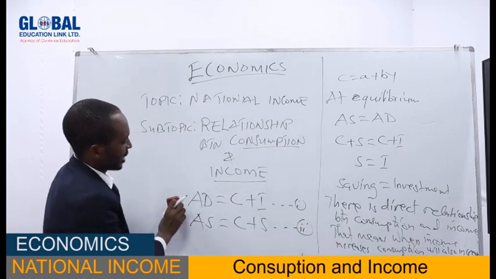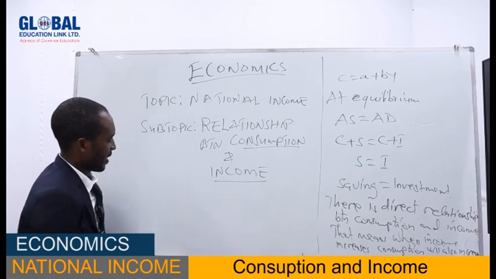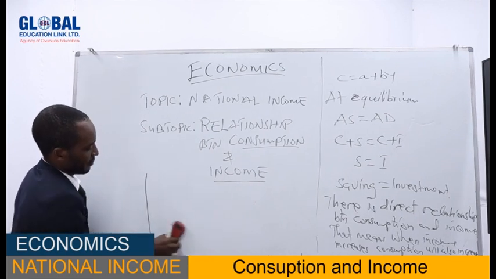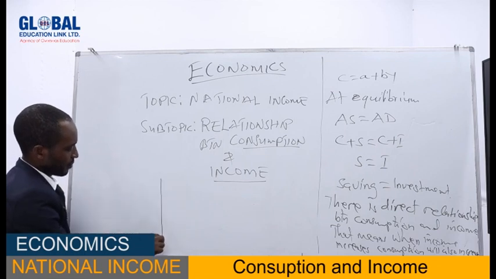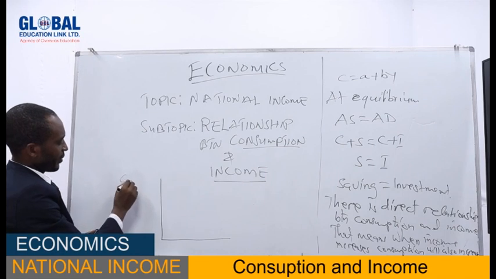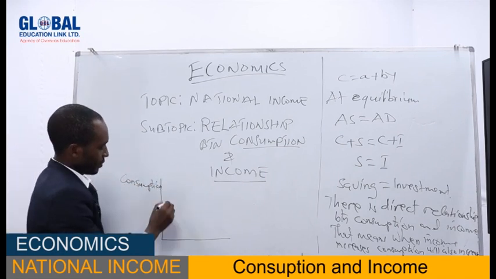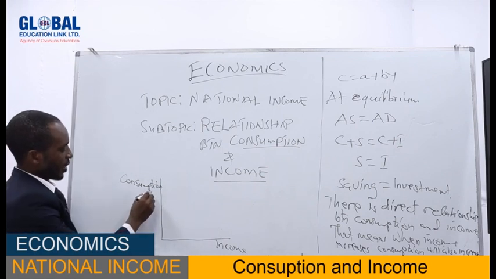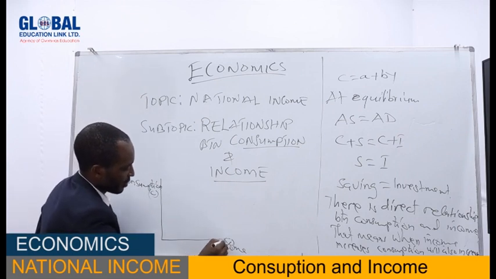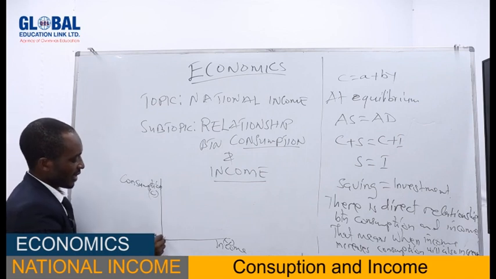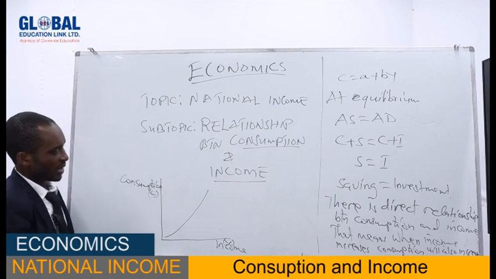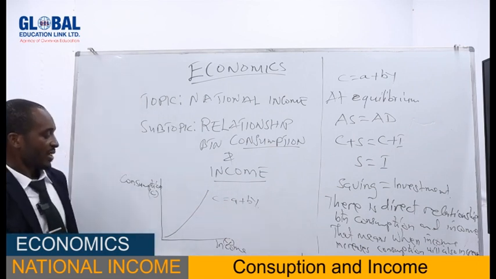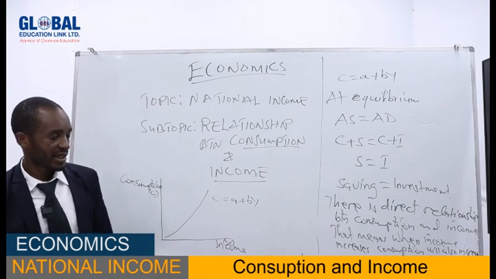Graphically, we can show the relationship between consumption and income as follows. So here is the consumption level, and here is income. This shows that when C and Y are directly related, the graph will be positive. So this graph shows the positive relationship, that is C equals A plus BY. So our graph will look like this one.